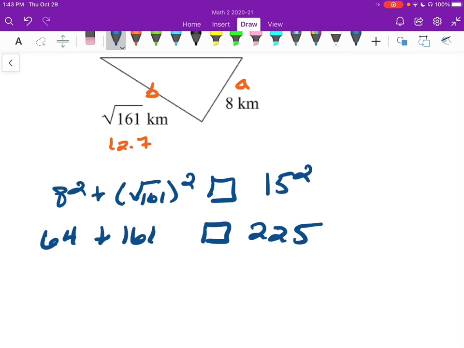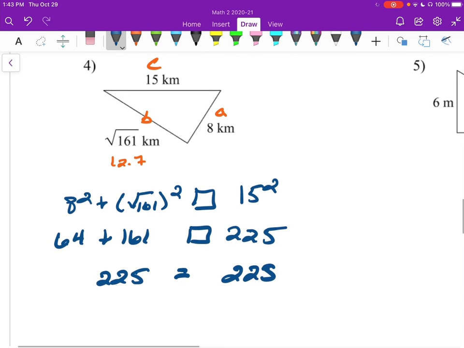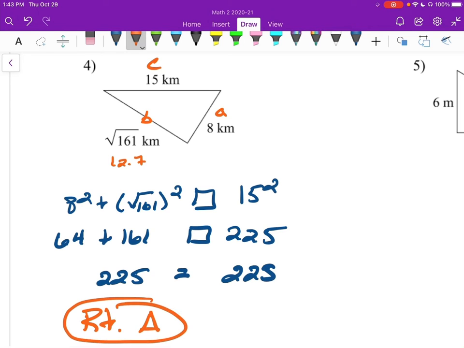So then we have 64 plus 161 gives me 225, and so they're equal. So this should probably be the easier version of this. We know that this is a right triangle, right? Because the Pythagorean theorem works here.